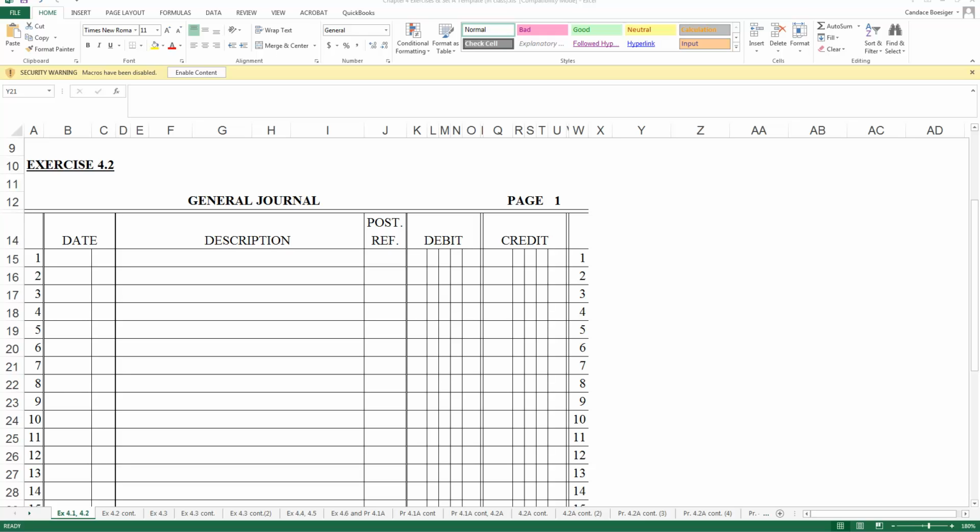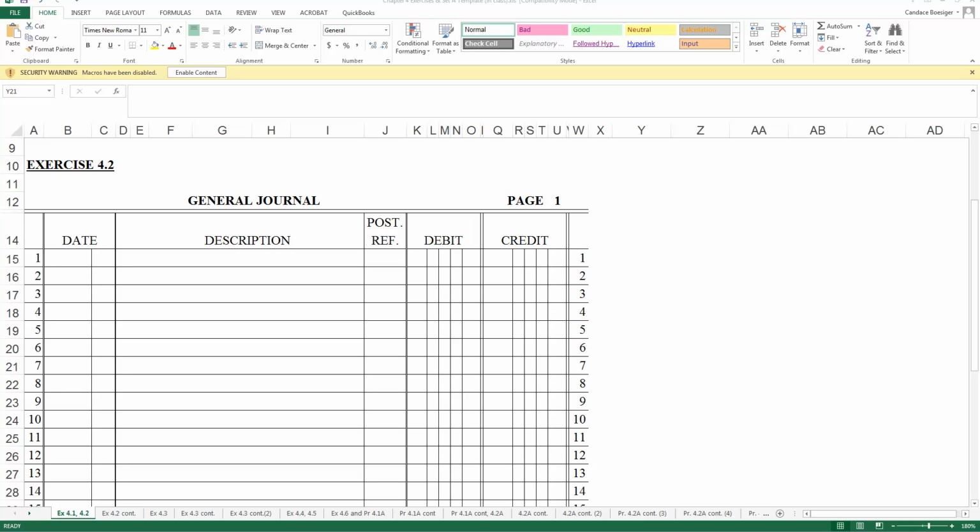At this point you should have already read the chapter, reviewed the PowerPoint that is out on Blackboard, and viewed the other video explaining the main concepts in the chapter. So today I am going to go over exercise 4.2 and 4.3. Again, exercise 4.2 and 4.3. And exercise 4.2 starts on page 107 in the textbook.